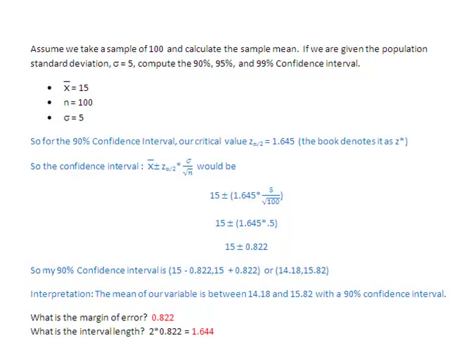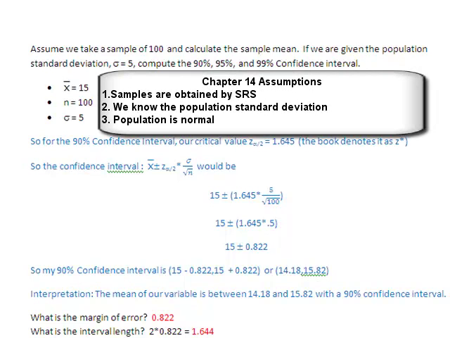So it's time to take a look at a very simplistic example. We're going to take a sample of size 100, and we're going to calculate the sample mean. If we're given that the population standard deviation is 5, we want to compute the 90, 95, and 99% confidence intervals. And remember, in this chapter, we assume that we have simple random samples, that sigma, the population standard deviation, is given to us, and that the population our sample comes from is normal.